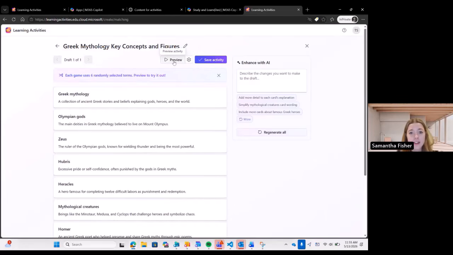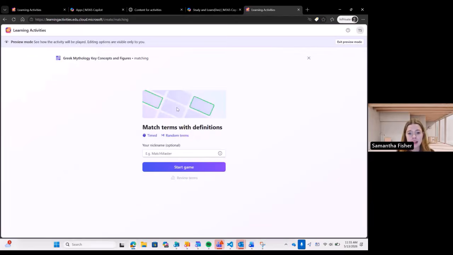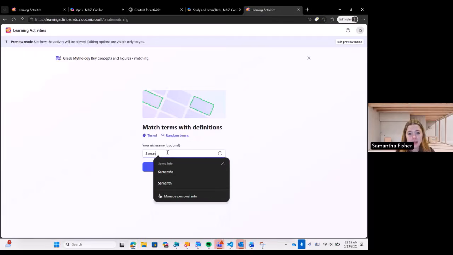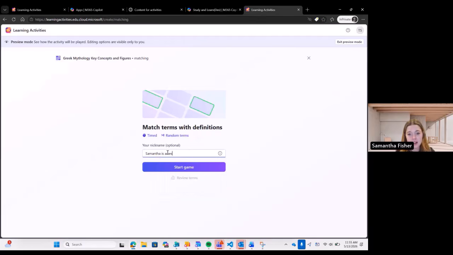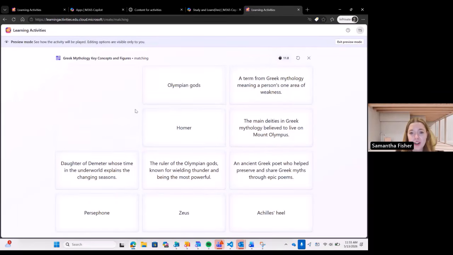So just like flashcards, I have that preview button right next to the save button. So I'm going to preview. I can give myself a nickname, like Samantha is awesome, because I am, and I can start my game. So students are going to see this clock ticking down. If I get them right, they turn green and disappear. But if I get it wrong, they turn red and they don't disappear.